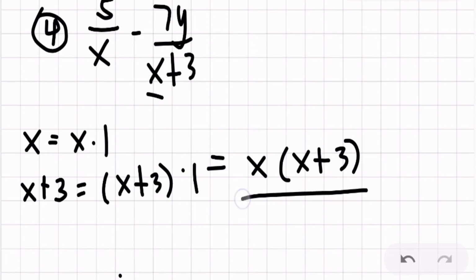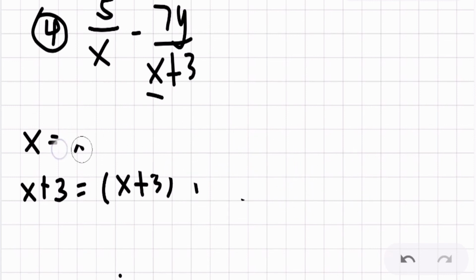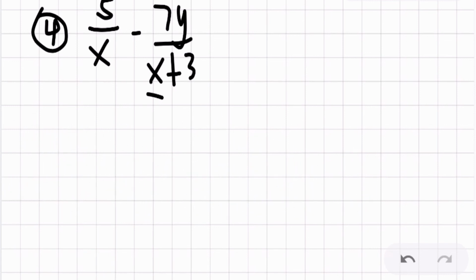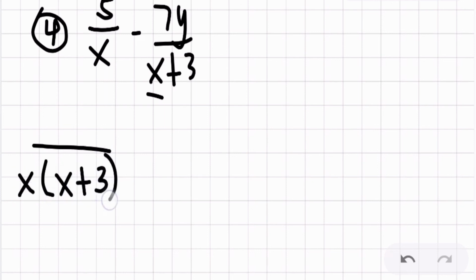So let's stay in this form so that if we can see something in common, we can already cancel it out. So we no longer need to factor it anymore. So there. So we have that LCD. x times x plus 3. So x times x plus 3 divided by x. So x will be cancelled out. So we will have to multiply it by 5. So 5 times x plus 3 here.